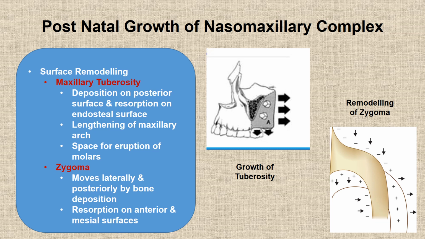Now, at the maxillary tuberosity, there is deposition on the posterior surface and resorption on the endosteal surface. This causes a lengthening of the maxillary arch, which gives space for the eruption of the molars. Now, the zygomatic bone moves laterally and posteriorly by bone deposition. There's resorption on the anterior and mesial surfaces.